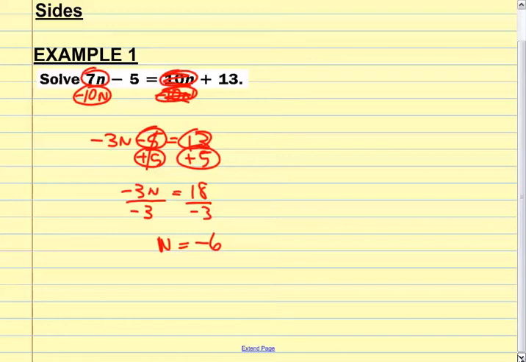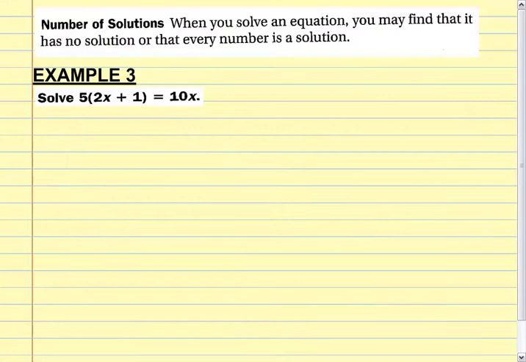Okay? Now, I'm actually going to skip the second example. I want to come back, we'll do that one last. Let's skip to the third example next. Here we go. Now sometimes we get these special solutions. Okay? Joanna, it says the number of solutions when you solve an equation. When you solve an equation, you may find that it has no solutions or that every number is a solution. Okay, well, let's see what they mean by that.